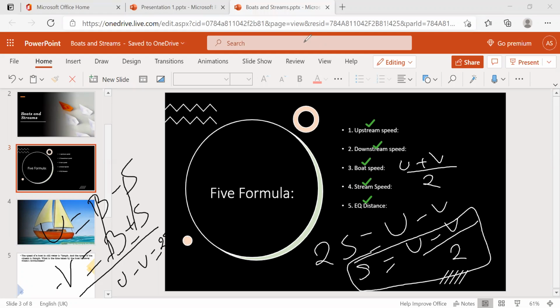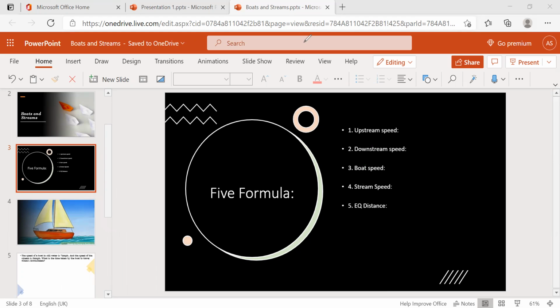Equating of distance. What does it actually mean here? We are going to clear everything. Do you understand, guys? Now, what is equating distance? In case one, it is upstream. In upstream, what are the terms here?